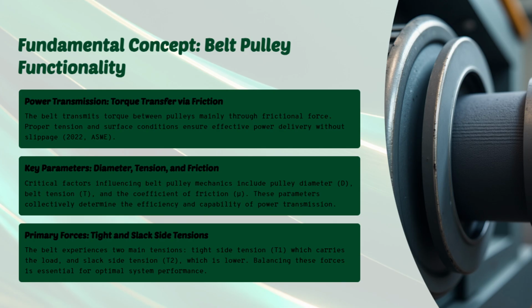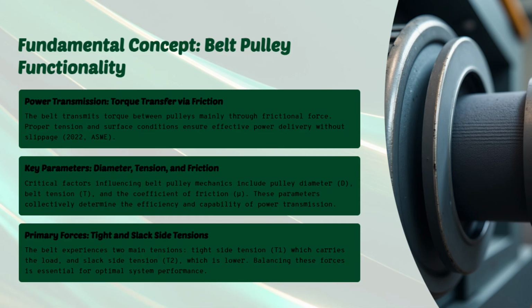To truly grasp how this works, we must first look at the fundamental concept of how a belt pulley system functions. At its core, power transmission is entirely driven by torque transfer via friction. The belt is wrapped tightly around the pulleys, and as the driving pulley turns, it relies on the frictional force between the two surfaces to pull the belt and turn the secondary pulley. To prevent the system from spinning uselessly out of control, proper belt tension and pristine surface conditions must be maintained to ensure effective power delivery without any slippage.